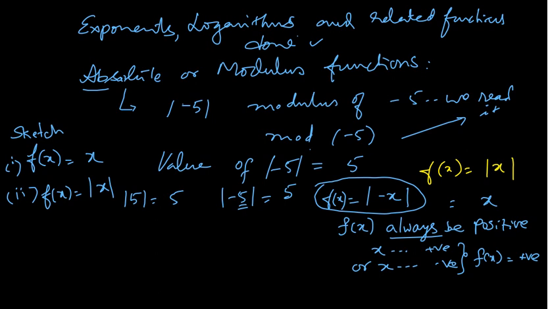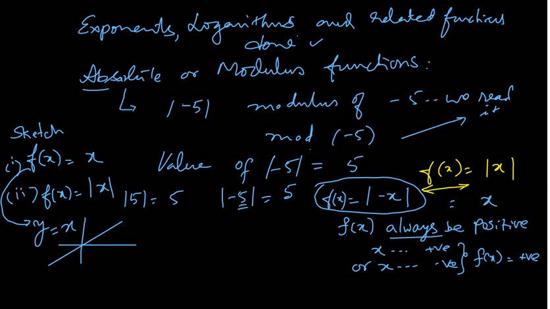What is the big difference between these? We will see. First, for f of x equal to x, you have nothing but y equal to x. So y equal to x is a line passing through the origin like that. I'll just write it as a straight line. This is y equal to x. Now y equal to mod x.